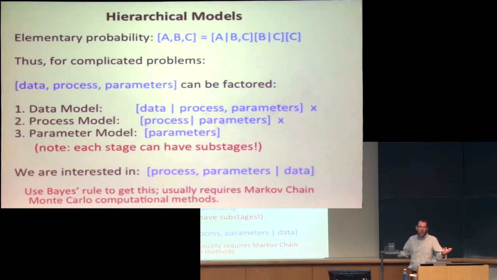And so Bayes' rule lets me do that, and Markov chain Monte Carlo or other sorts of fancy Monte Carlo techniques allow me to sample from that distribution. So that's the idea.